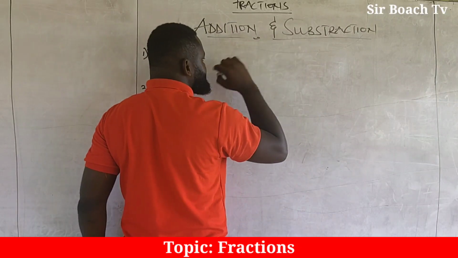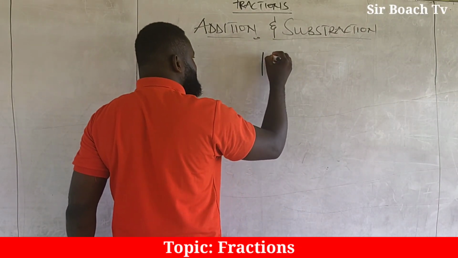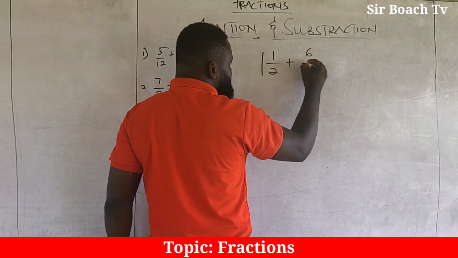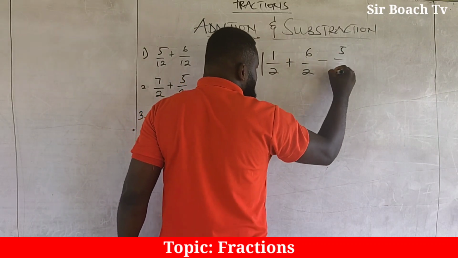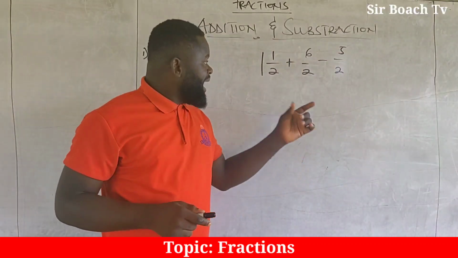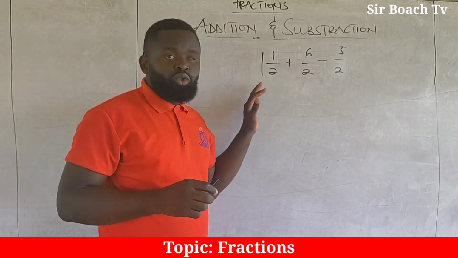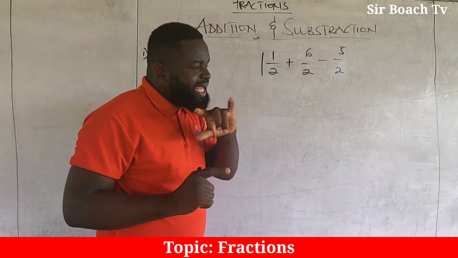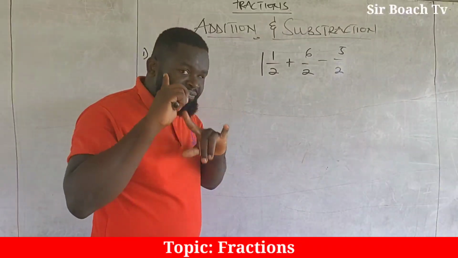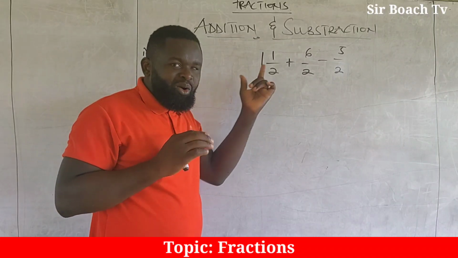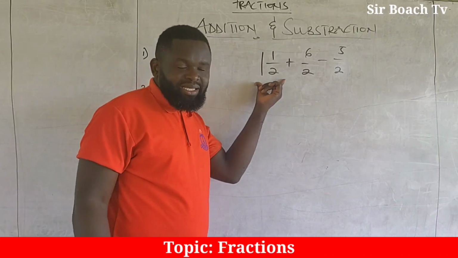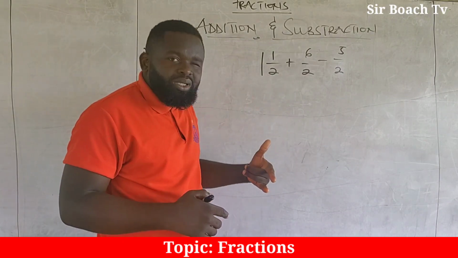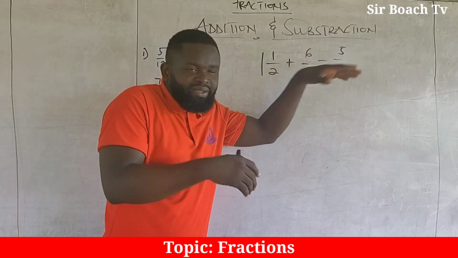So we have 1 and 1 over 2 plus 6 over 2 minus 5 over 2. Now, we have this as a question to simplify. We can see that the first one is 1 and 1 over 2. The first thing to do is that we have to work on that. We can't solve it with the mixed fraction. This is a mixed fraction, so we have to convert the mixed fraction into an improper fraction. Then we add it to the rest of them, then we solve.